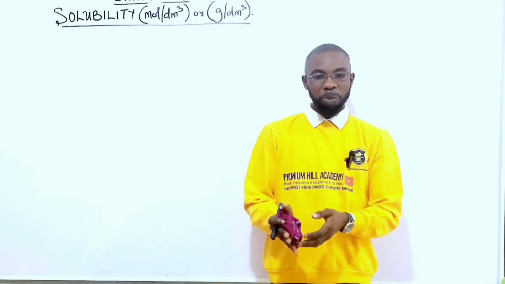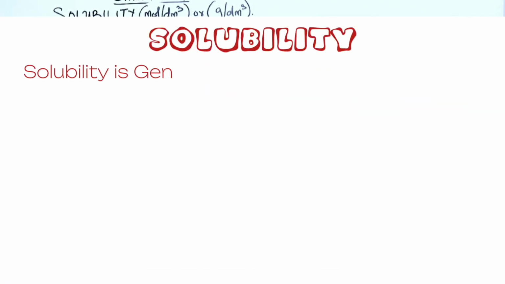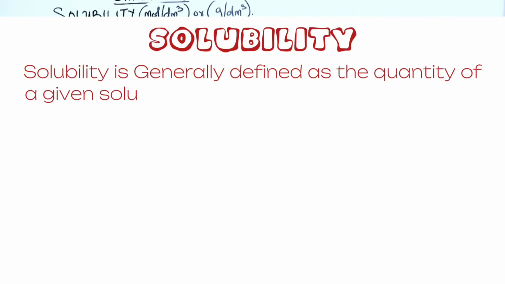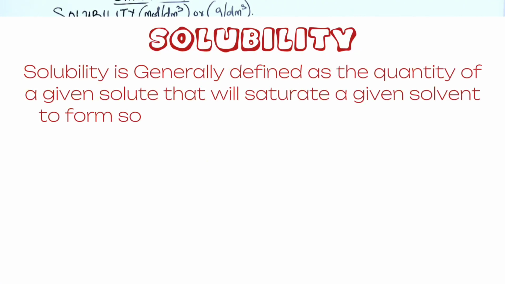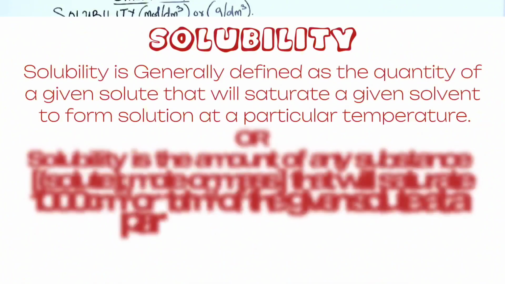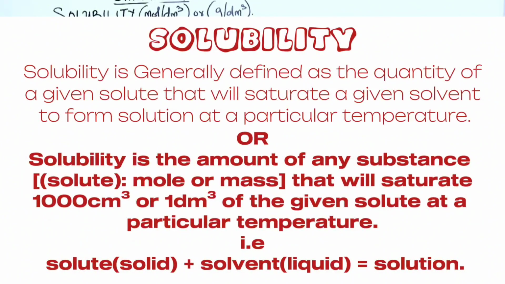What is solubility? Solubility is generally the quantity of a given solute that will saturate a given solvent at a particular temperature. Or we can say the solubility of any substance is the amount of substance, which is the solute, either in mole or mass, that will saturate 1000 cm³ or 1 dm³ of the given solvent at a particular temperature. We can also define solubility as the ability of a solid, liquid, or gaseous chemical, which is the solute, to dissolve in a solvent, which can be a liquid, at a given temperature to form a solution.